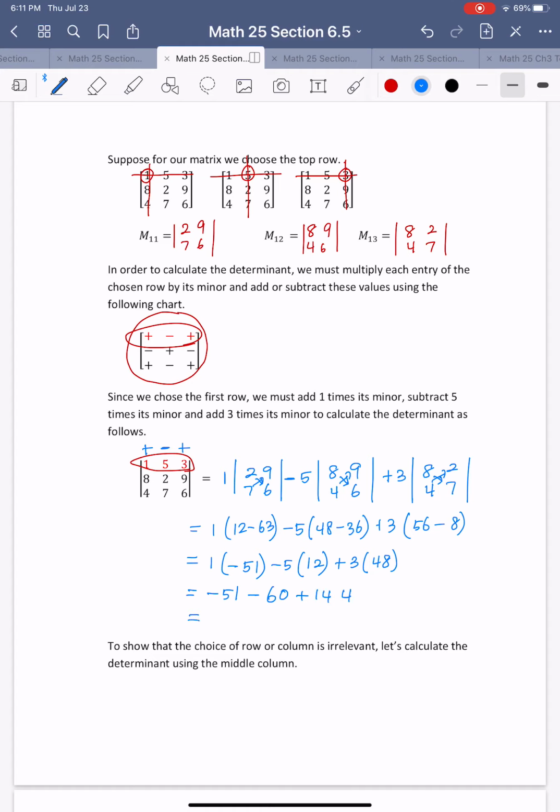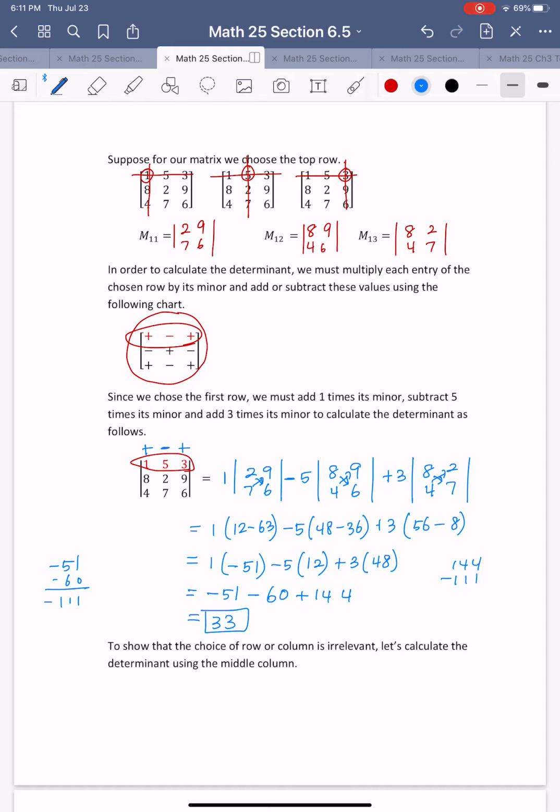And then you just need to subtract them out as 144, and then negative 51 minus 60 is negative 111. So negative 111 plus 144, I have 33. So that's the answer. So example 2 shows that the choice of the row and column is irrelevant.